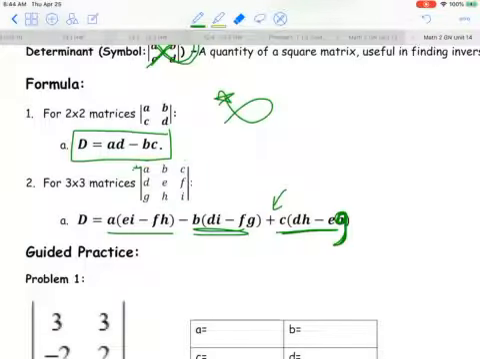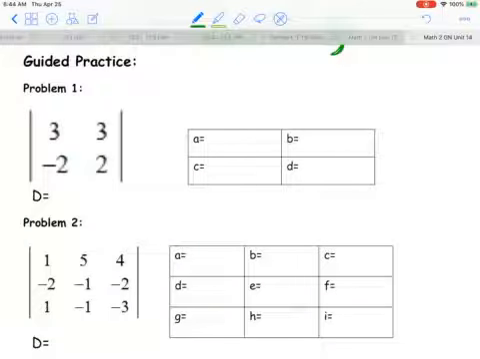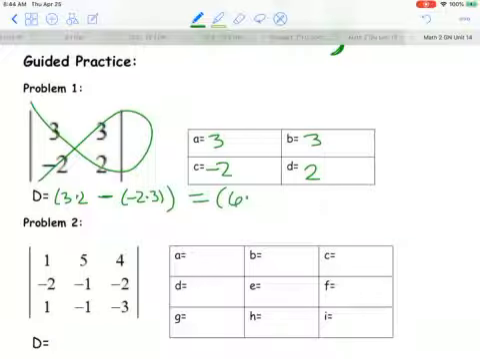So let's try practicing that. If you go down here to problem number 1, so we've got A, B, C, D. So you can either use the formula or do the fish. So 3 times 2 minus negative 2 times 3. And that is 6, oops, we don't need the parentheses, 6 plus 6, which is 12.